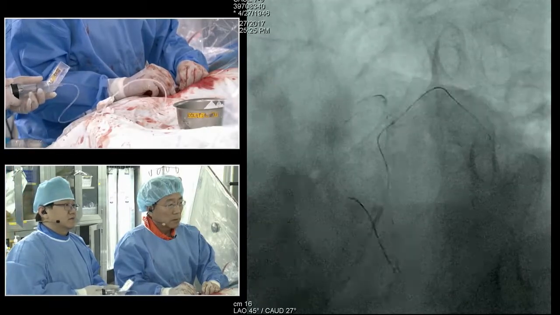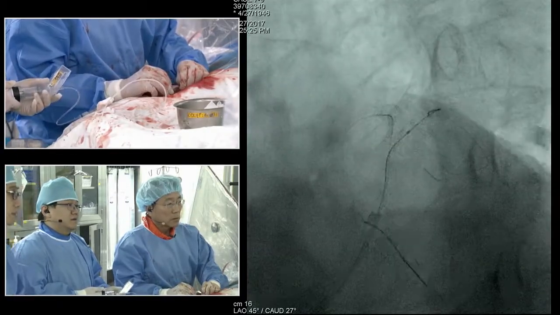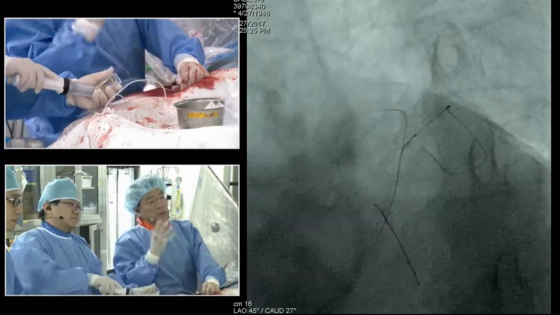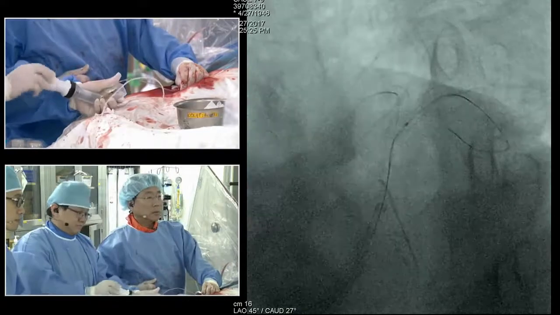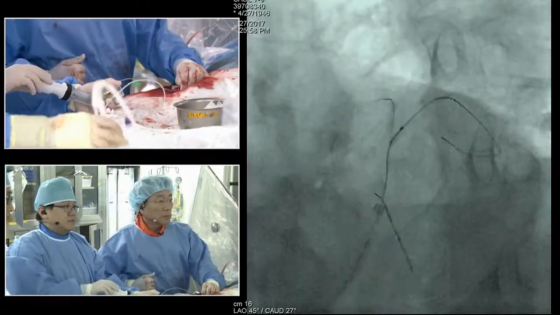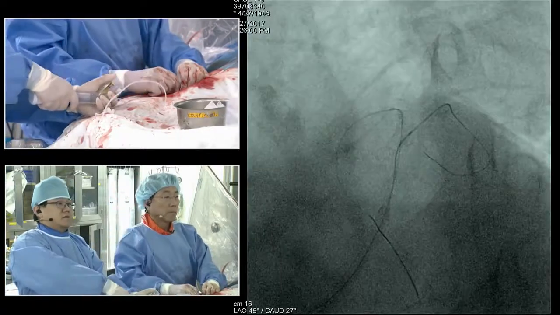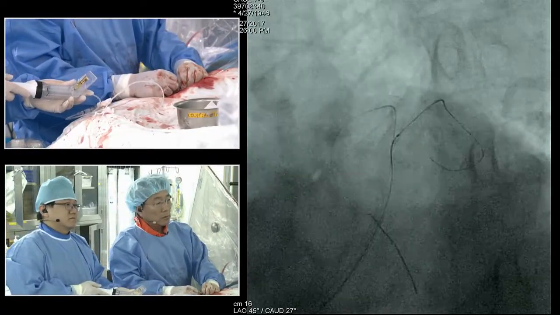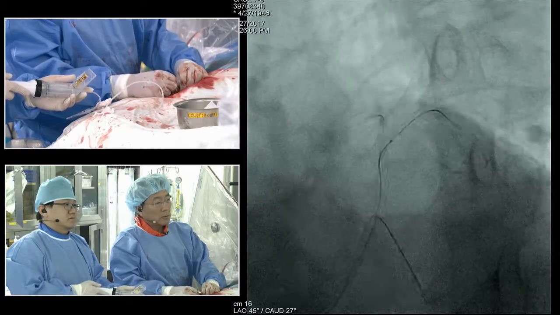Okay, right. It works. The central dot is placed at the ostium of the diagonal branches, the diagonal stented area. Okay, why not? Inflate to 16. Okay, good. 1.4. 1.2. Still some resistance.